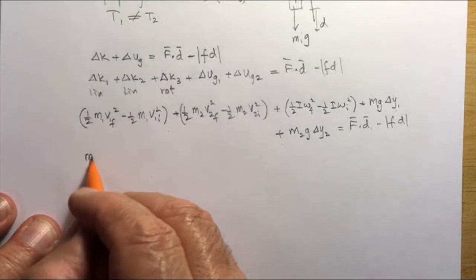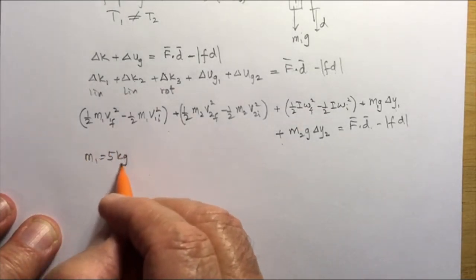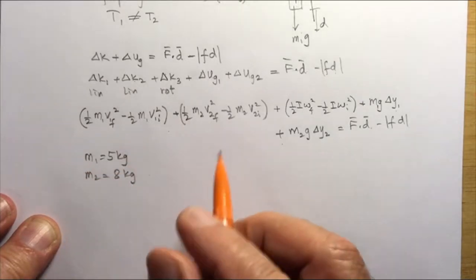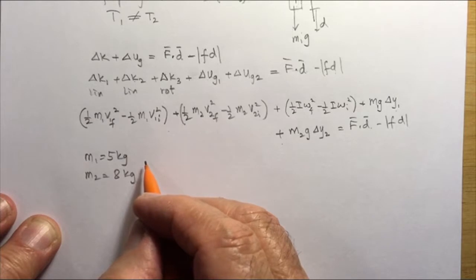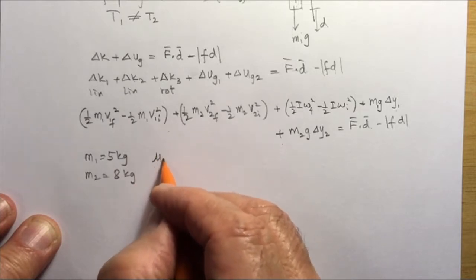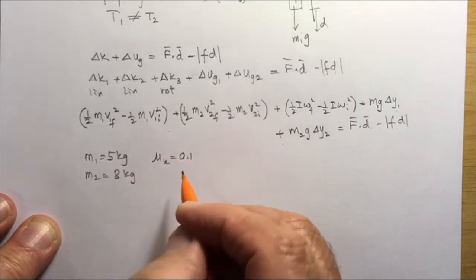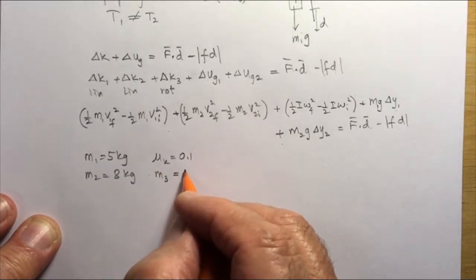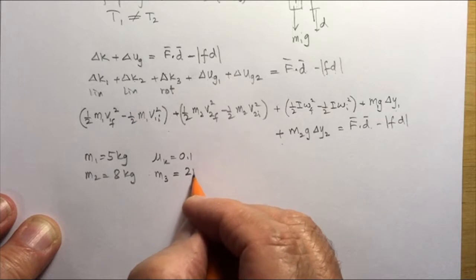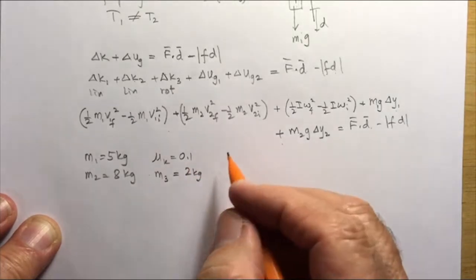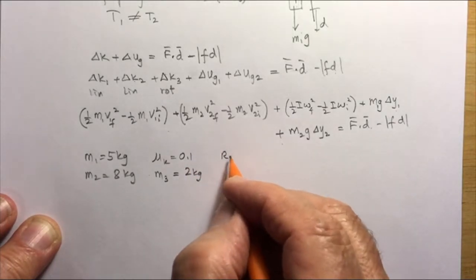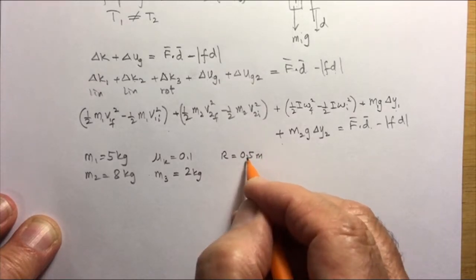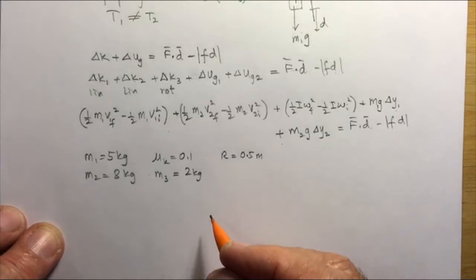So let's say m1 is 5 kilograms, m2 is 8 kilograms, and the coefficient of kinetic friction is 0.1, and m3, which is the mass of the pulley, we take it as 2 kilograms, rather heavy pulley. The radius of the pulley we take as 0.5 meter, so the pulley is itself a meter in diameter.